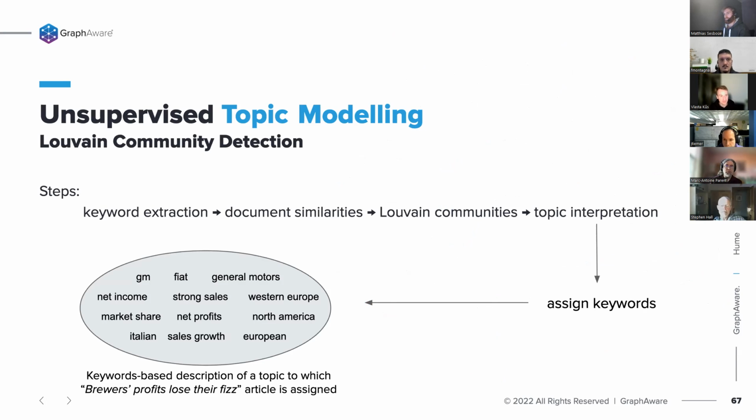And to turn it into the final step, that is the topic modeling, what we can do is use the keywords and document similarities to run a community detection algorithm such as Louvain. This basically clusters the documents based on modularity scores. And the final step is to find some interpretation of these clusters, of these topics. That basically means assigning them a meaningful set of keywords. So in the example of the article I mentioned, brewers' profits lose their fizz, this article was assigned to the cluster which was found to be represented mostly by keywords such as General Motors, Fiat, net income, strong sales, Western Europe, market sales, net profits, sales growth, and similar.